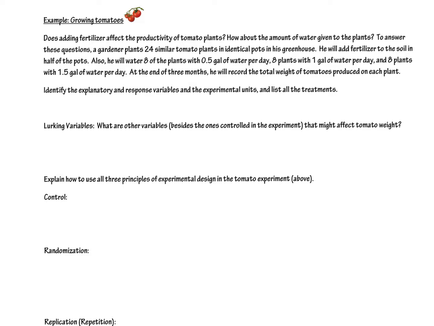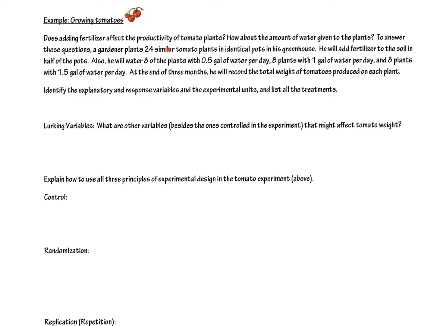And then in detail, he's explaining what he's going to go through here. He's going to have 24 tomato plants in identical pots in his greenhouse. And so you know that identical pots, meaning they all have enough space to grow. They're all in the greenhouse, meaning that some aren't inside and some aren't outside. He's trying to control a big part of this experiment by doing similar tomato plants, identical pots in his greenhouse. And what he's going to do is add fertilizer to half of them. So half are going to be fertilized and half aren't. But then he also has to split those up. So now we're at groups of 12 tomato plants, 12 with fertilizer, 12 without.